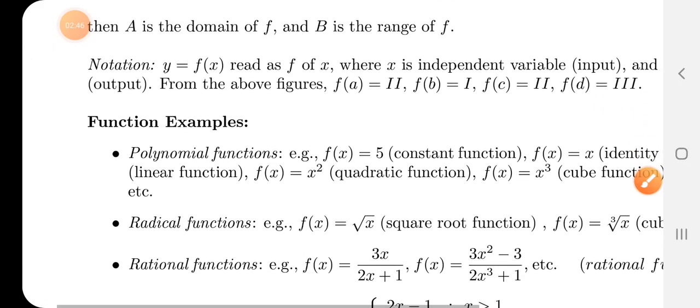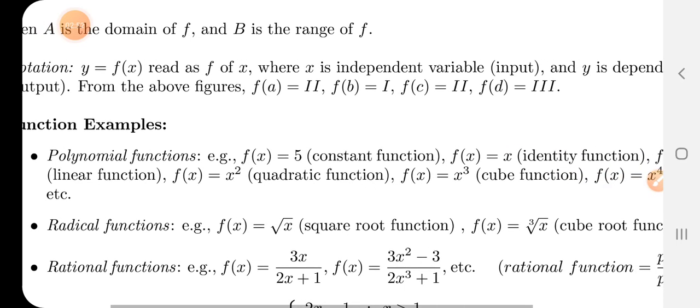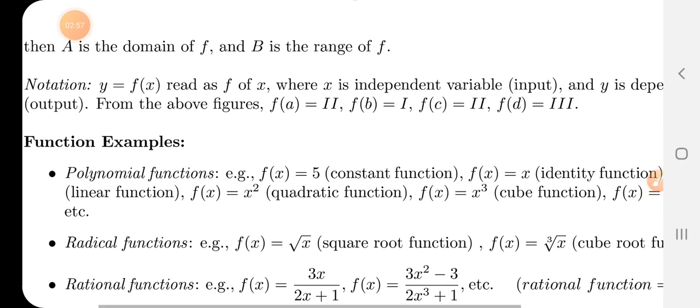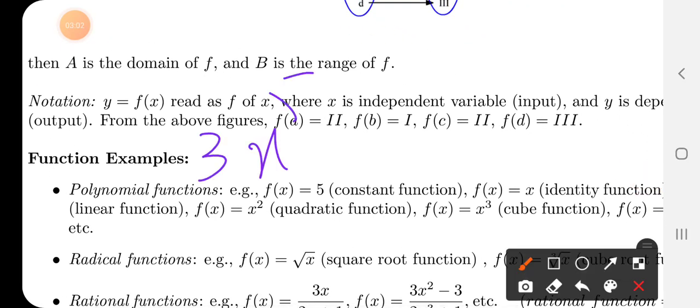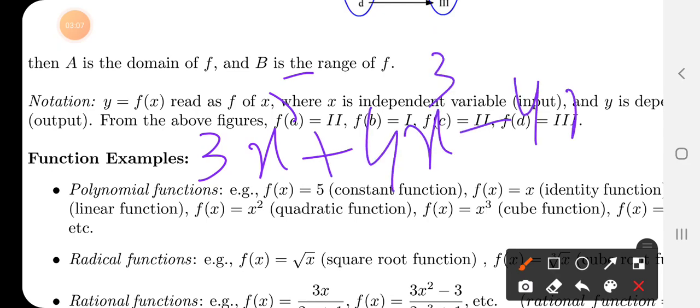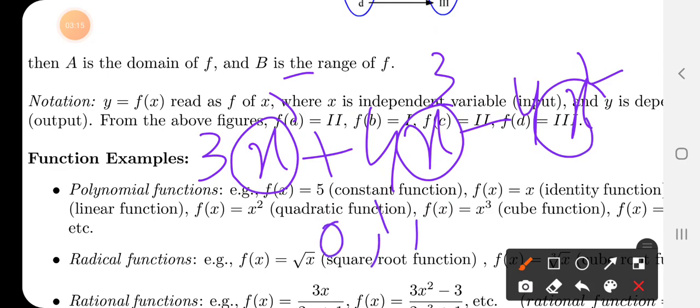So for examples of function, every polynomial is a function. Polynomial is an algebraic expression in which the power of x is a whole number. Let me write an example: 3x^5 + 4x^3 - 4x^2. So this is a polynomial in which the power of the variable is a whole number. Whole number means 0, 1, 2, 3. It cannot be a negative number, it cannot be a decimal number, it should be a whole number. So 0, 1, 2, 3 and so on.